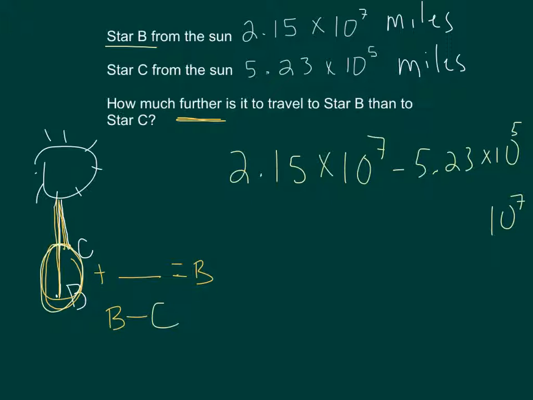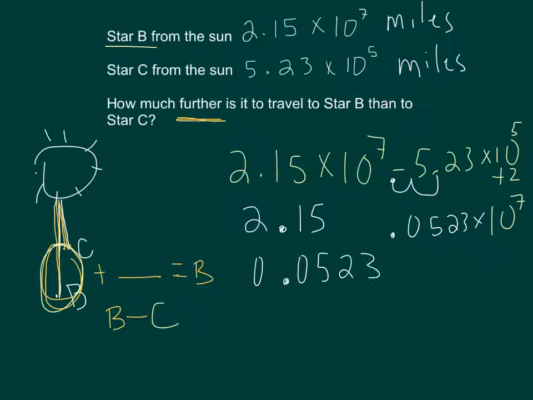If I change 10 to the 5th to 10 to the 7th, I'm going up 2 place values. And if I go up 2 place values, then I need to move this decimal point back 2 place values. So my new number is 0.0523 times 10 to the 7th. Now both of these are times 10 to the 7th, so I can subtract. Again, I need to put my larger number on top and make sure that I line up my decimal points. 2.1500, 0.0523, and I can put zeros here as placeholders, and I am subtracting.